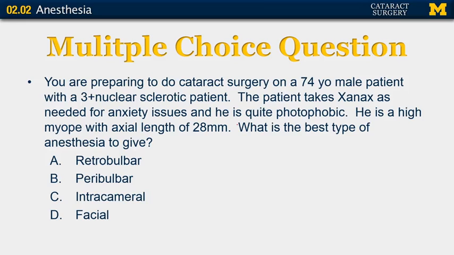Here's a final question. You are preparing to do cataract surgery on a 74-year-old male patient with a 3+ nuclear sclerotic cataract. The patient takes Xanax as needed for anxiety issues, and he's quite photophobic. He is a high myope with axial length of 28 millimeters. What is the best type of anesthesia to give? A, retrobulbar block, B, peribulbar, C, intracameral, or D, facial? The correct answer is B, peribulbar. You'd want to avoid retrobulbar since he has a long axial length and you would risk globe perforation. Intracameral may not be enough anesthetic since he's anxious and photophobic, and facial would not provide any type of pain control.